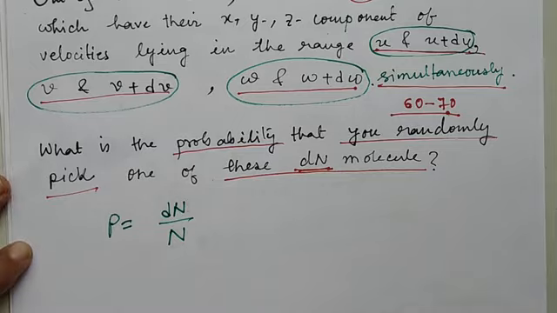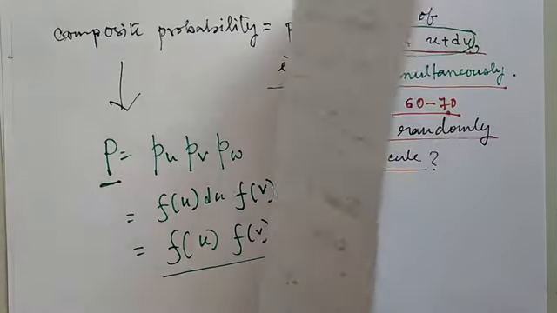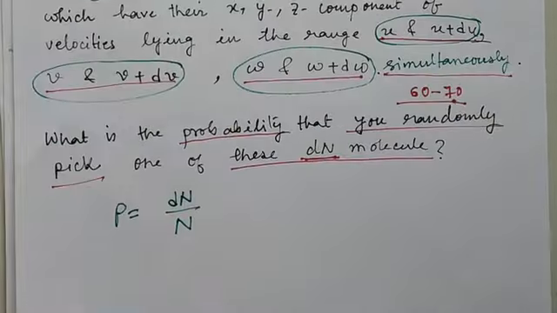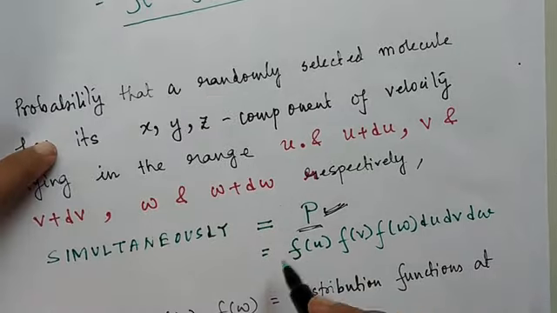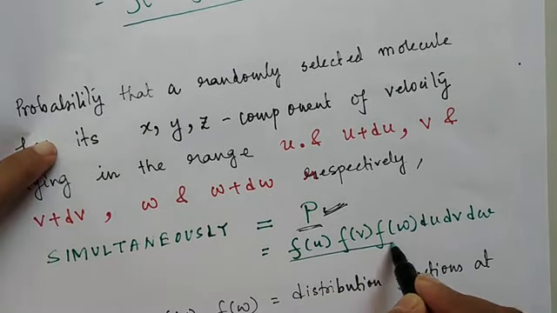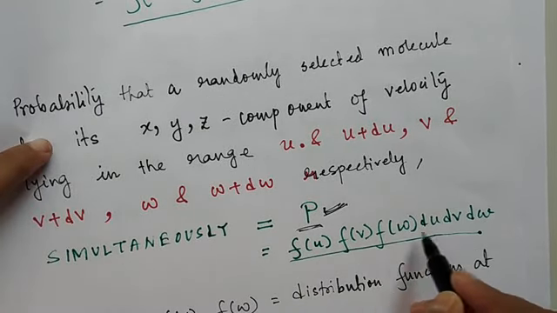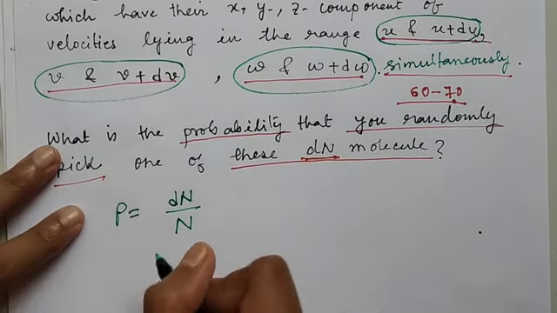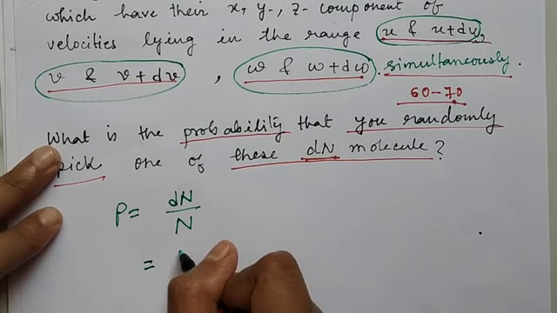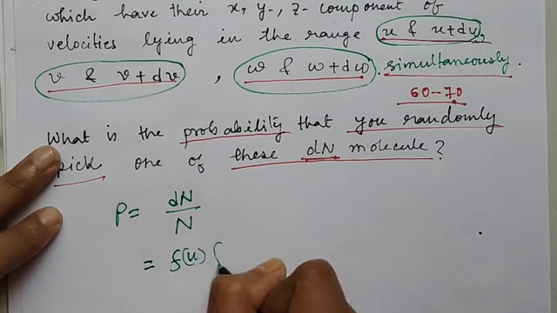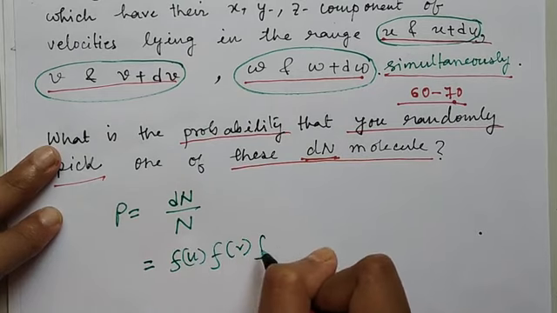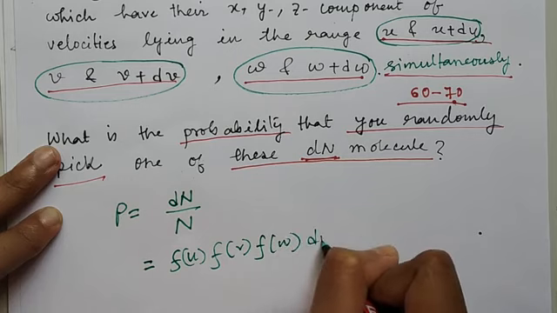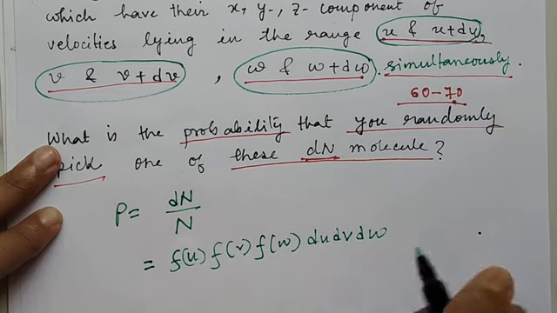Okay, and we have already found that p is again equal to f(u) f(v) f(w) du dv dw. So we can say that dn by n is equal to f(u) f(v) f(w) du dv dw.